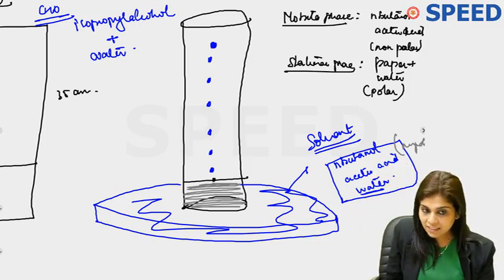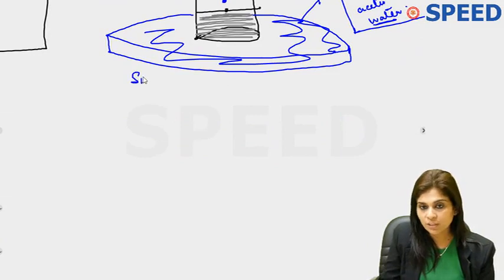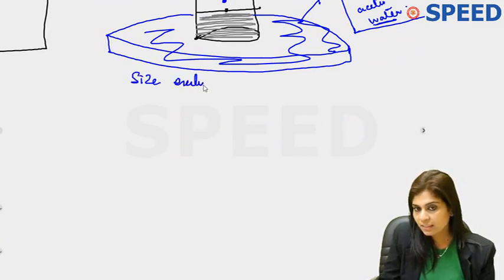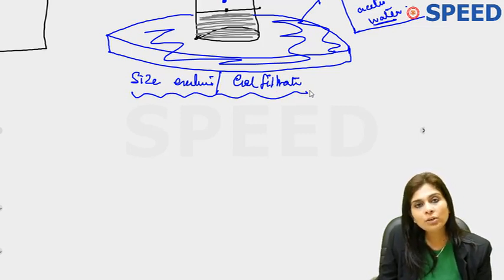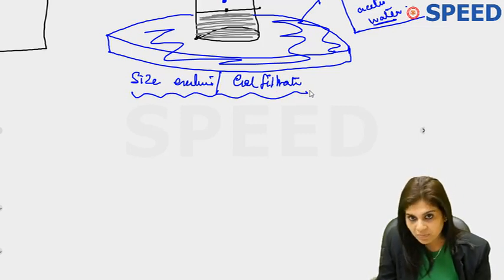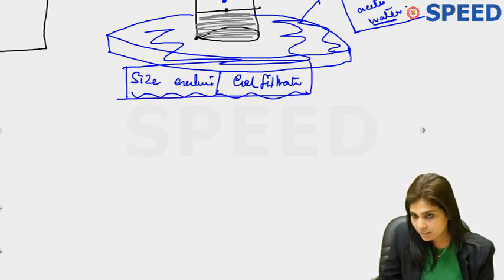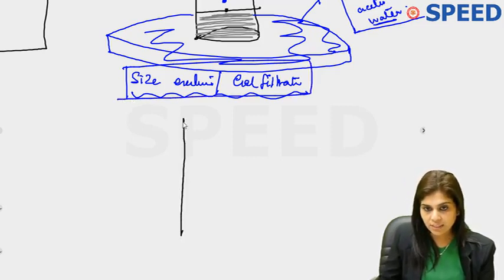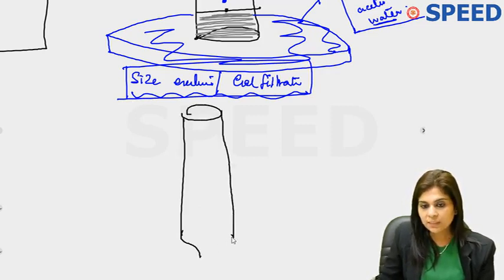Whereas the size exclusion or gel filtration chromatography, which I told you separates proteins based on size, that is a column chromatographic separation technique. Because in this technique you use as a stationary phase a column which is filled with synthetic polymer beads.